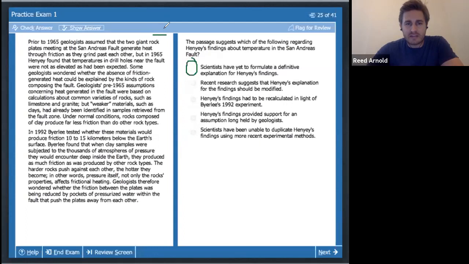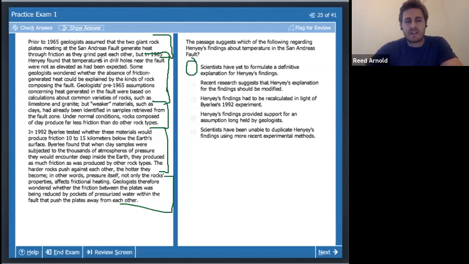And the structure of this passage is basically, okay, scientists for a while thought it was really hot due to friction down there. But then the scientist, Henley, found out that it's not that hot. The temperature is much less than we'd expect. And maybe it's because these rocks are weaker, or clay, maybe. But then another person tested and was like, well, actually, when we put clay and stuff under pressure, it gets really hot and frictional as well. So maybe it's water, right? That's kind of the structure of this passage.